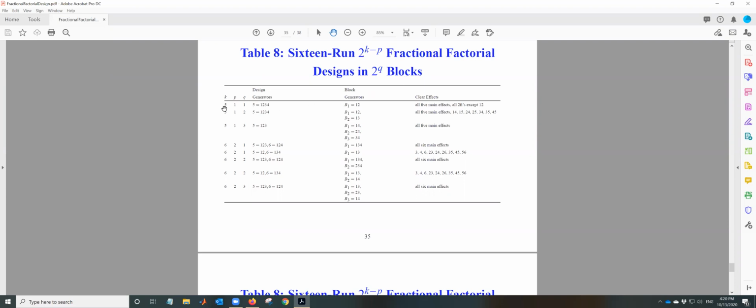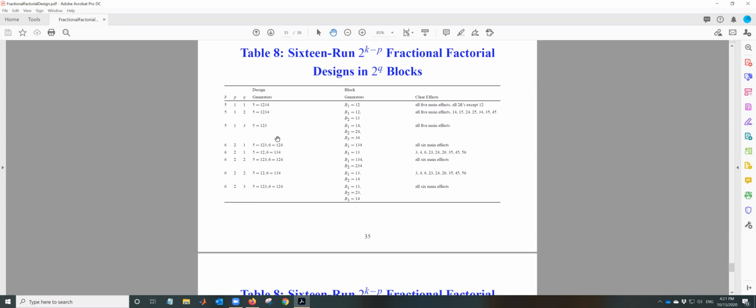So for this one, you have 5 factors. You only want to run 2^(-P), 2^(-1), that means 1/2 of the design. And then you have 2^5, that is 32, and 1/2 of it, you only want to run 16 runs. And then you want to arrange the 16 runs into 2 blocks, 2^1, right? 2 blocks. So the design generator is 2^4, 16 runs, and then 5 equals 1, 2, 3, 4. And then the block will be B1 equals 1, 2.